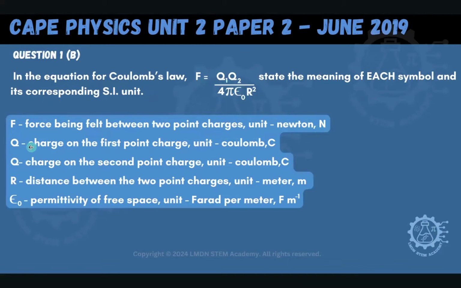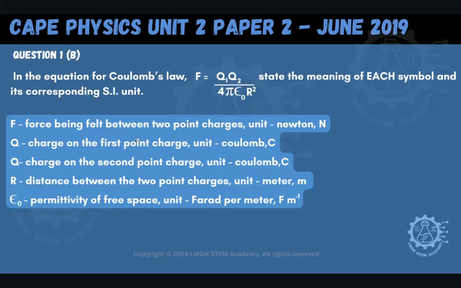Q1 and Q2. So Q1 is the charge on the first point charge, and that has unit of Coulomb, right? We said Coulomb is the unit of charge. And then Q2, this one would be the charge on the second point charge, and it's going to have units of Coulomb as well. Then, what do we have here? We have R, right? R is the distance between the 2 point charges, and that's going to have a unit of meter. That's the SI unit of distance. So it's meter, and its shortened form is just M.